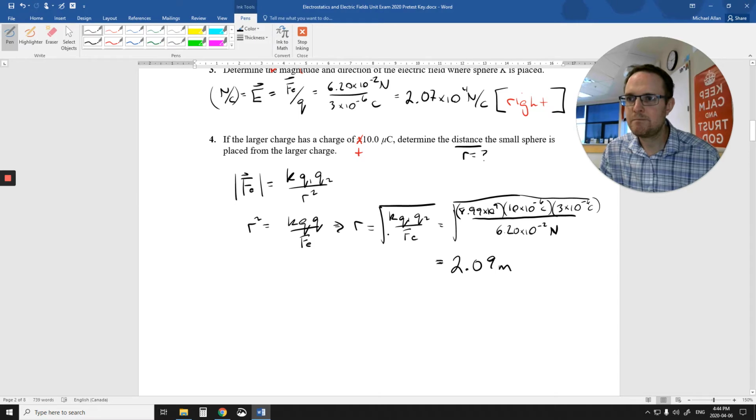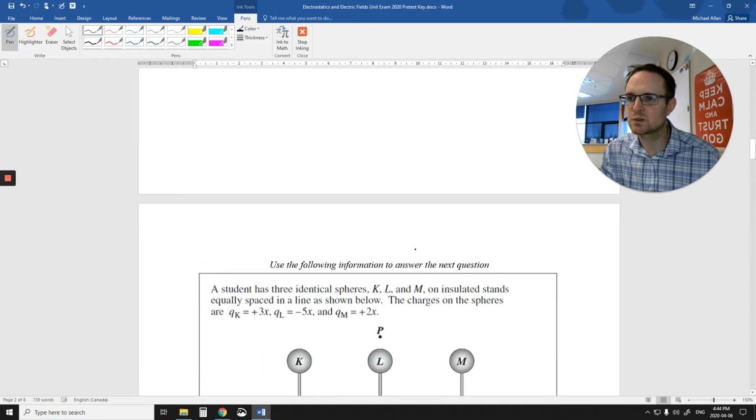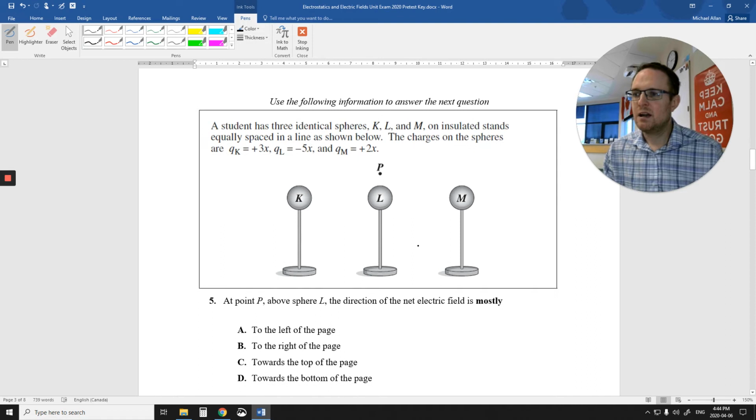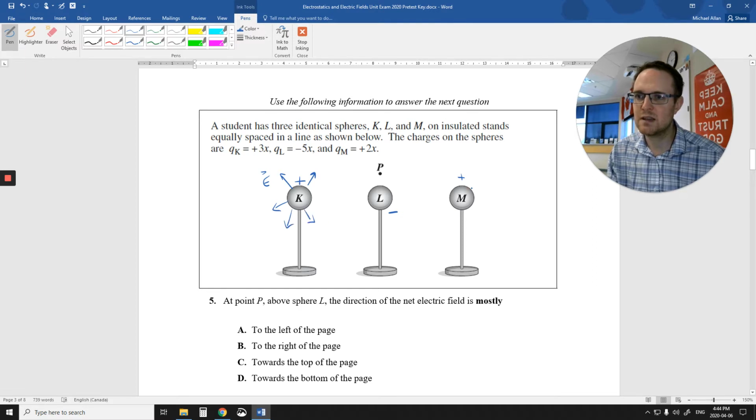Looking pretty good. Okay, let's scroll down here. So they just want to know, at this point here, what's the electric field? What's the direction of the electric field at that point? So K is a nice positive charge. That's going to be useful. M is positive, and L is a negative charge. So what I know about K is that all my electric field lines are going to come out of K, because it's positively charged. M, the same thing, out of M. And for L, all the electric fields are going to point towards it.